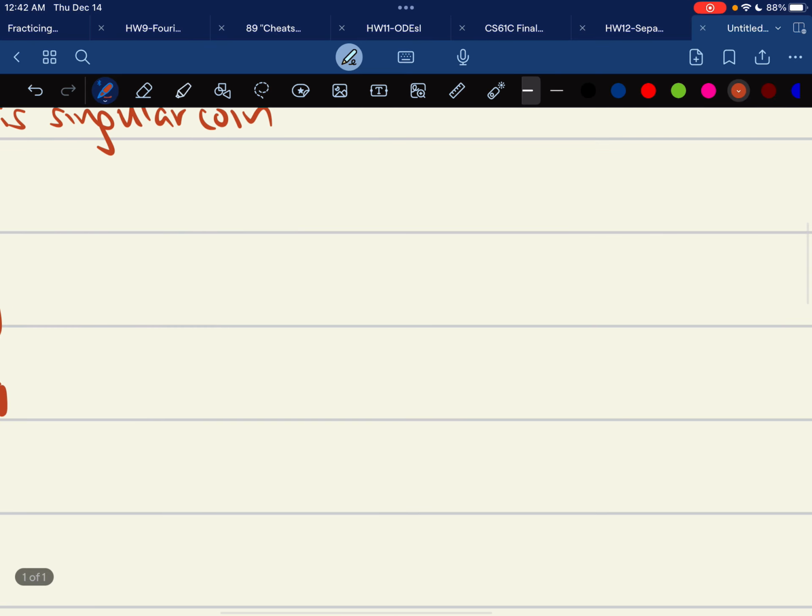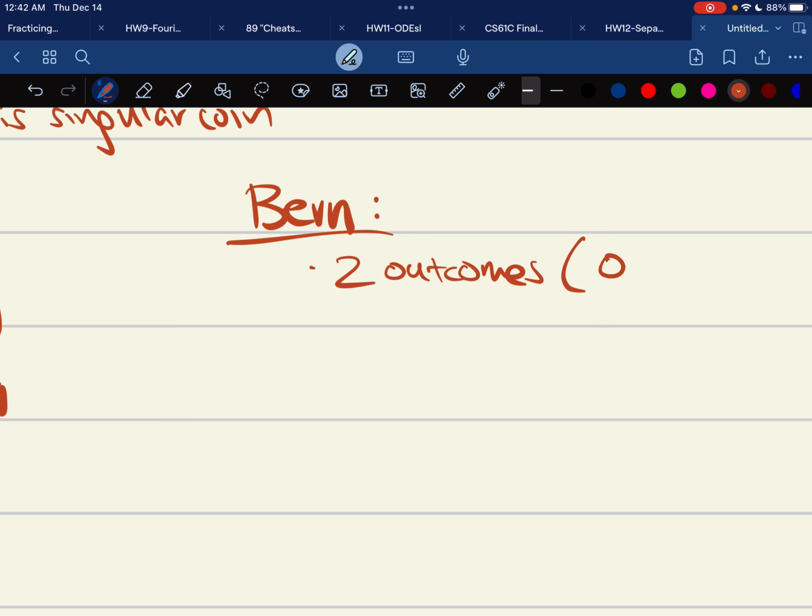So notice a few things, right? For Bernoulli distributions, you only have two outcomes, which are 0 or 1. And this is really handy because those are two pretty nice numbers. Yeah, I think that's basically the main thing. There are some really cool properties that arise from this.